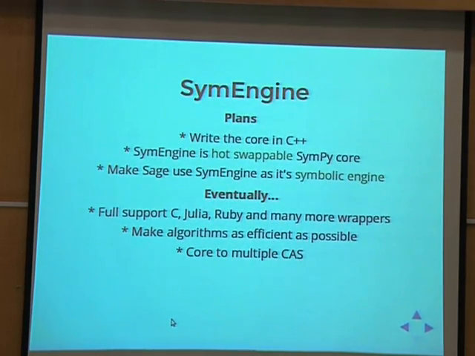So again, what's the plan for SymEngine? Write the core in C++, and then you can keep it as an optional core to SymPy. So you can choose if you want to use SymEngine as a SymPy core, you use it, it'll be fast.